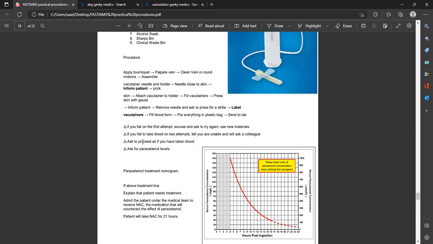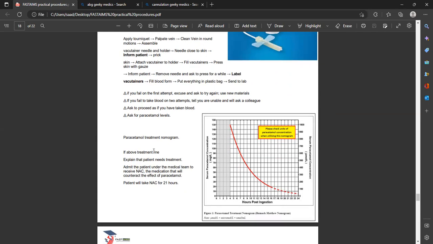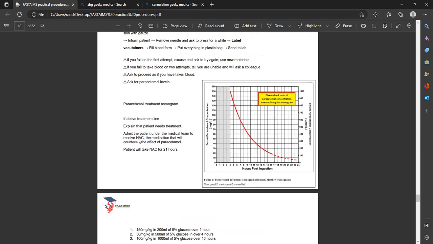And sometimes the examiner would say, proceed without taking blood. What are you going to do now? Ask for paracetamol levels. Okay. So now you have taken blood samples. You will also say that I would like to do other investigations, which include complete blood count, liver and kidney function tests. Liver tests are important, and salts in the blood. When you verbalize these tests, the examiner would give you some results.